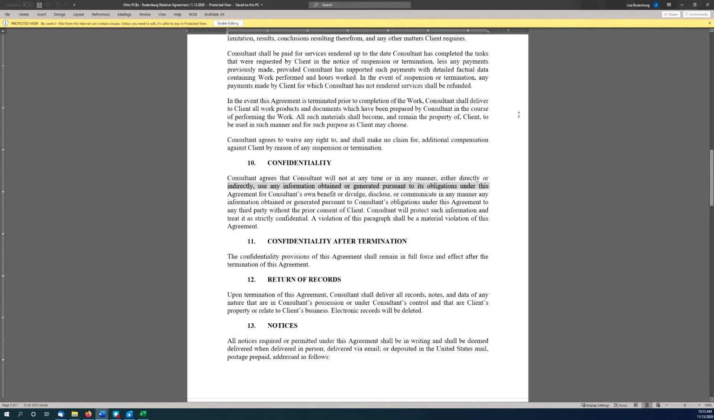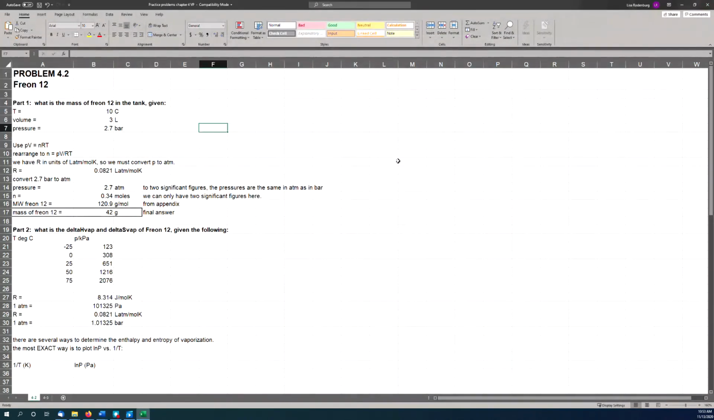Today I am going to do some example problems related to vapor pressure. These are example problems. This is called Practice Problems Chapter 4 for vapor pressure. This spreadsheet is posted on Canvas, so you can take a look and follow along.